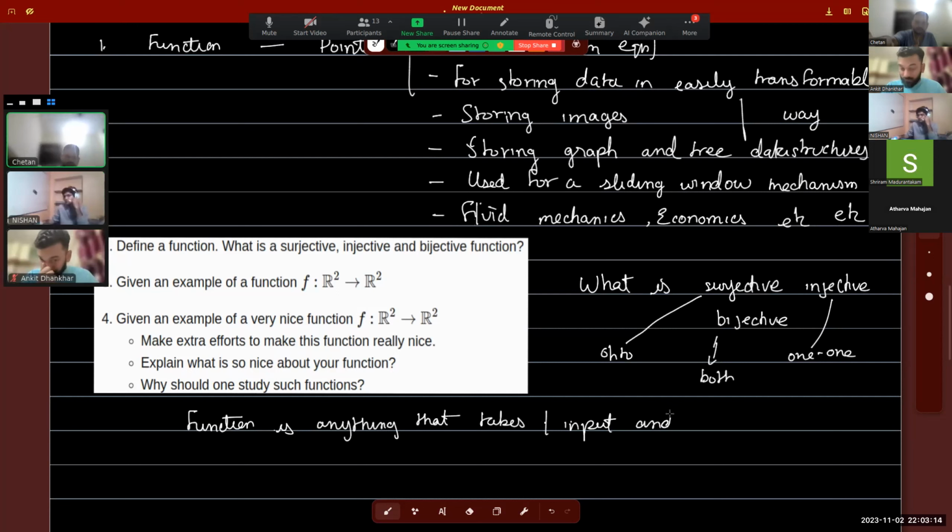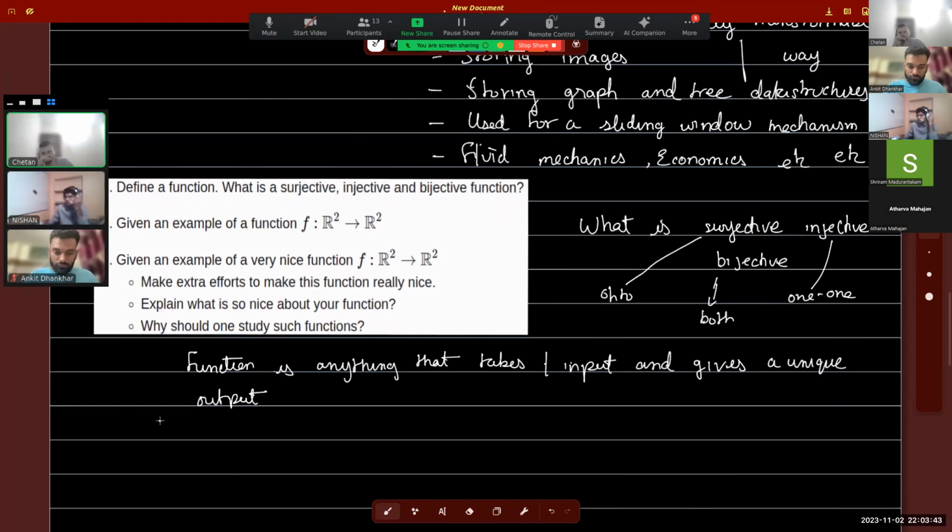A function is a relation from one set to another set, correct? Or you can think of a function as a black box that you give some input to and it returns some output, right? A function is anything that takes input and gives you a unique output, correct? Okay. What is surjective, injective? Can anyone tell us? Rishabh says black box with input and output, special relation. Correct, Rishabh. Just someone unmute and tell us surjective, injective so that we can move on.